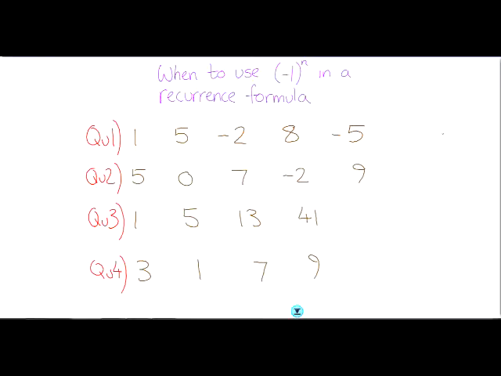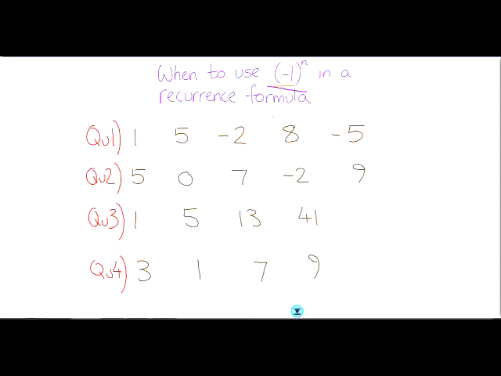Hi there guys, so this is the second video on recurrence formulas or recurrence relationships, but these are tricky. Now you'll see in a minute why these are tricky, and it should be quite clear to you when you need to use this formula here, -1 to the power of n. So let's get you working for a minute.